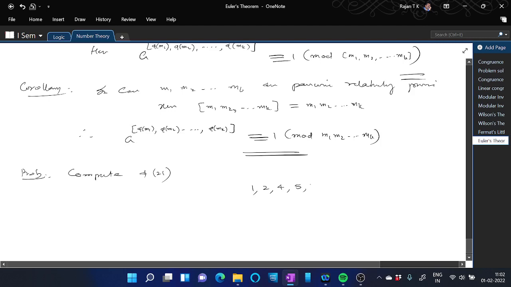10 is relatively prime to 21, 11, 12 is not, because 12 and 21 have a common factor 3, then 13, 14 is not relatively prime to 21, 15 is not, 16 is relatively prime to 21, 17 is relatively prime to 21, not 18, 19 is there, 20 is there. So 1, 2, 4, 5, 10, 11, 13, 16, 17, 19, 20 are the numbers relatively prime to 21. So 1, 2, 3, 4, 5, 6, 7, 8, 9, 10, 11. Therefore phi of 21 is 11.